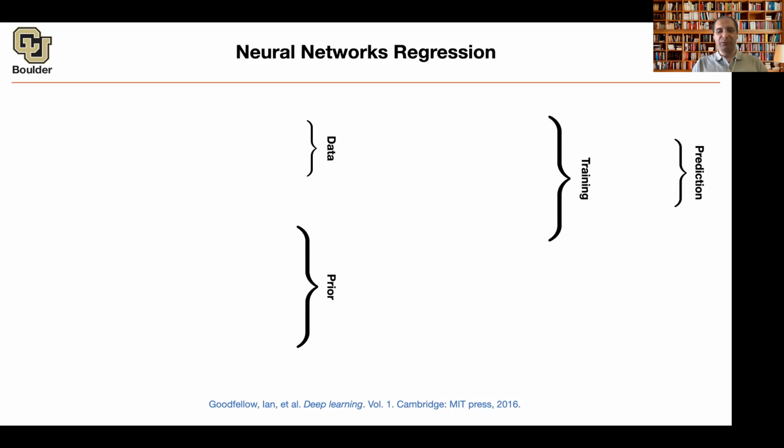Like any other machine learning framework, you have 4 components: data, prior, training, and prediction. The data throughout this talk is very simple. It's regression data, so you have y_i = f(x_i) plus some noise, and you can model your noise with a normal distribution with mean 0 and variance sigma squared. Let's say this is our assumption.